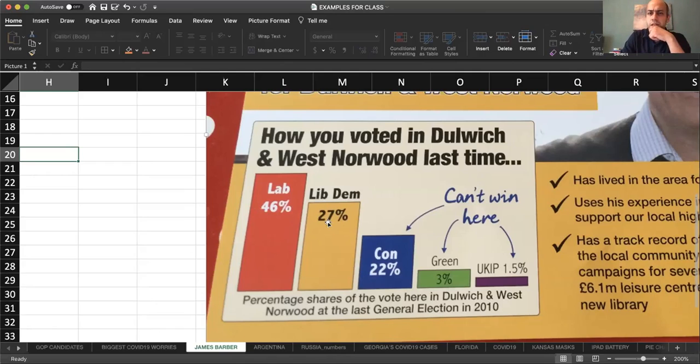Liberal Democrats, 27%. Conservatives, 22%. Wait, and Greens, 3%. Wait for a second. So this difference between Greens and Conservatives is around 19%. This is 19%. And this is 5%. It's almost the same difference, 5%. And look at this. This difference, compared with this one, is a 9% difference. So as you can see, the heights of these bars are completely not in proportion with the percentages.